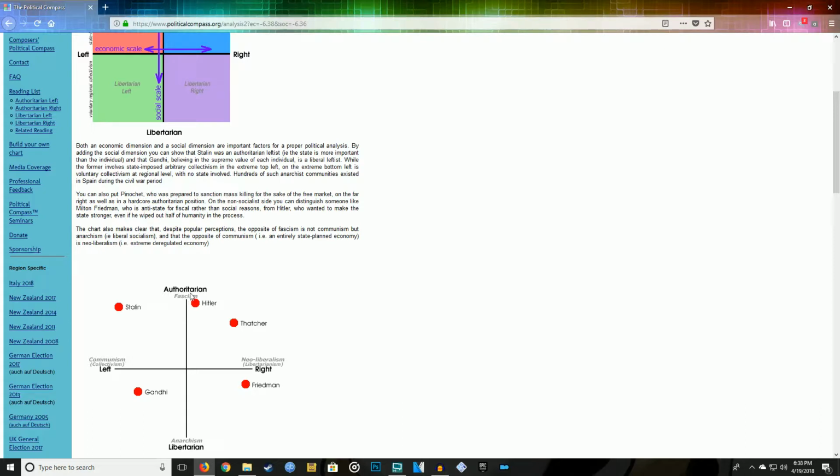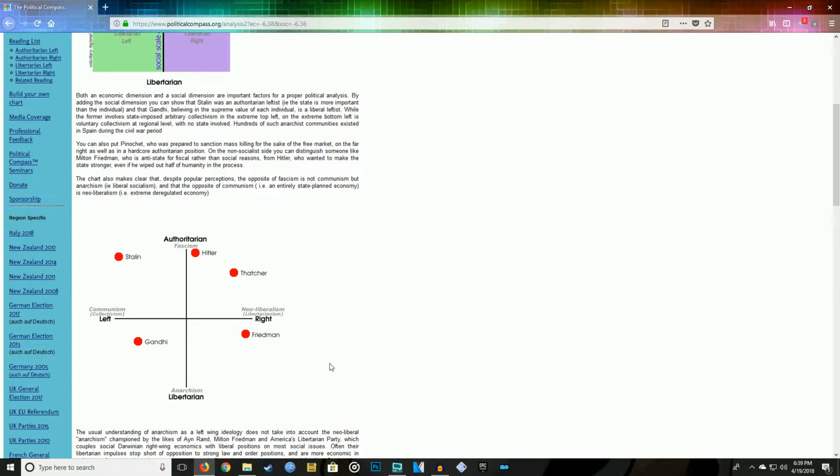It is at the top rather than anarchism or libertarian. Extreme libertarian is anarchism. Extreme authoritarian is fascism. Hitler was on the right and towards the top. Margaret Thatcher way over to the right and about halfway up to the top. Friedman a little bit less than a quarter way down, just above Gandhi actually, and very far over to the right, which is where you have libertarianism or neoliberalism.